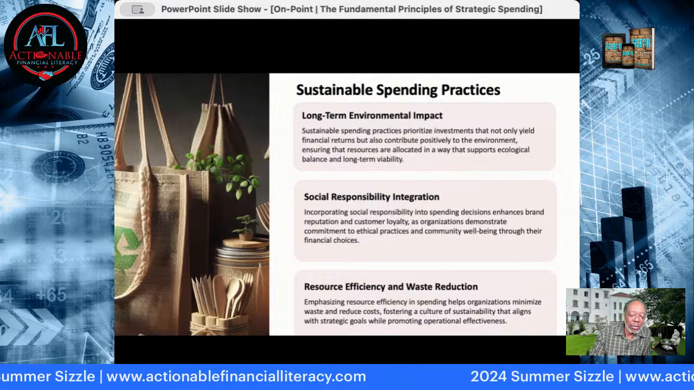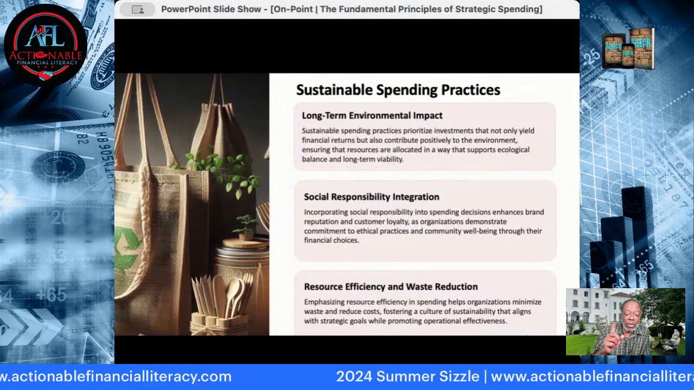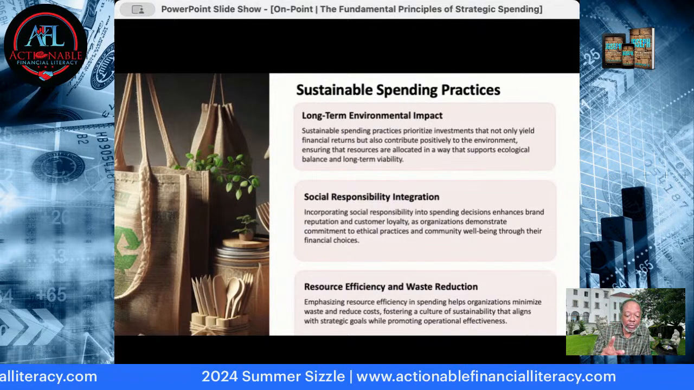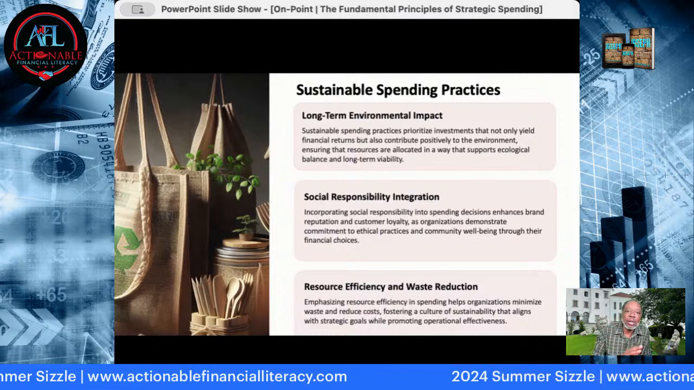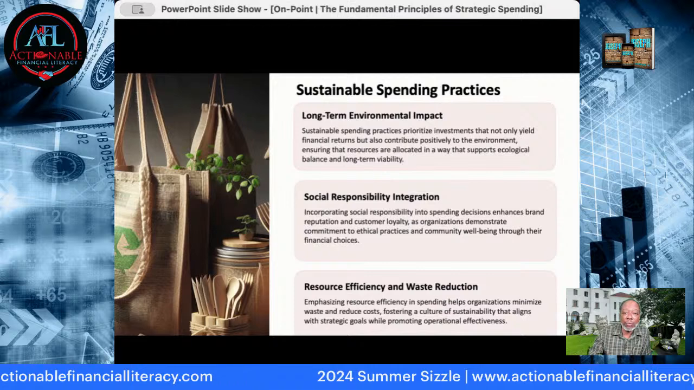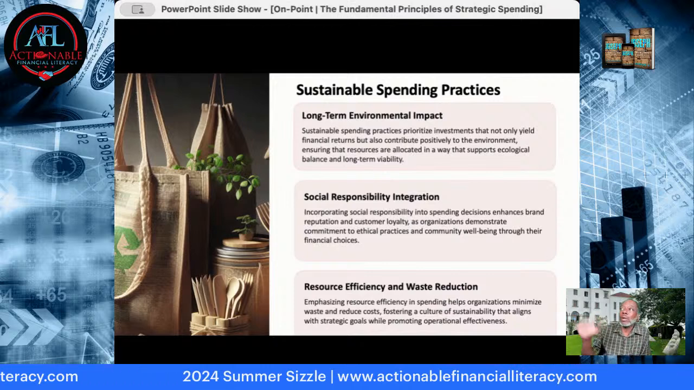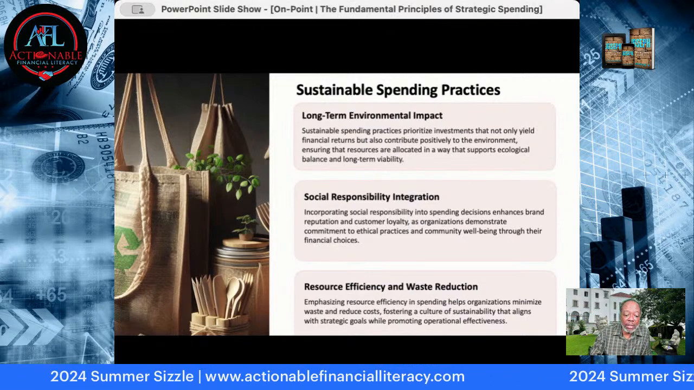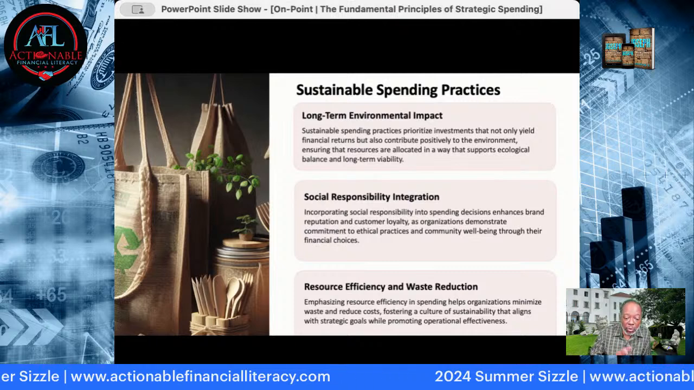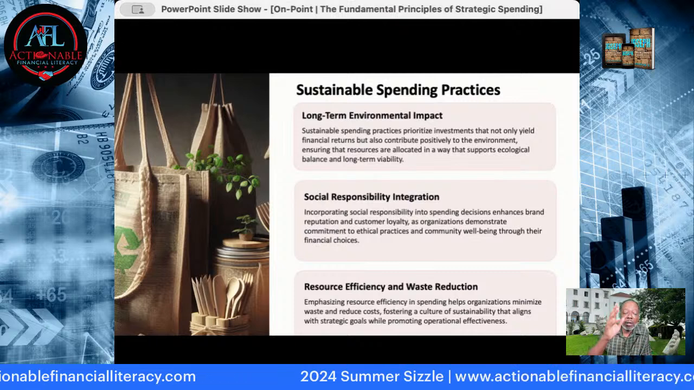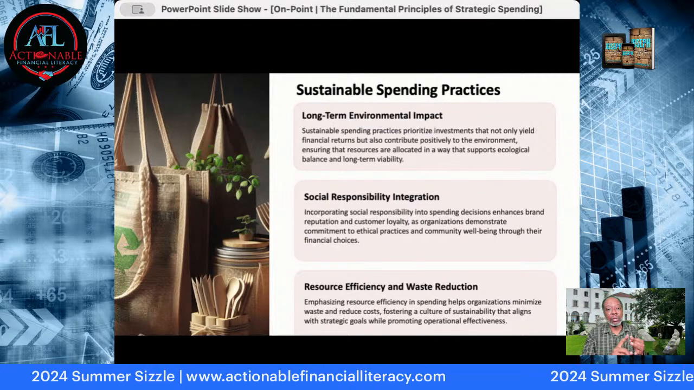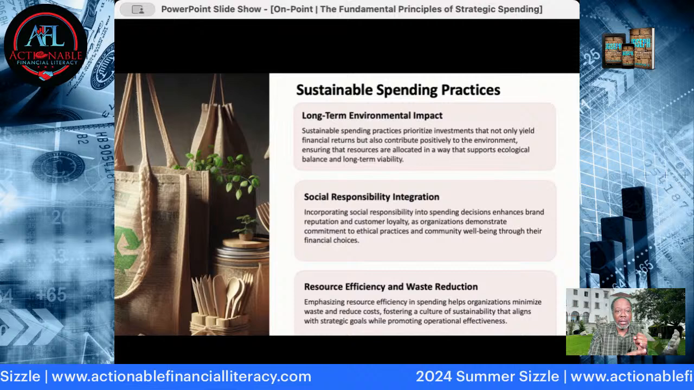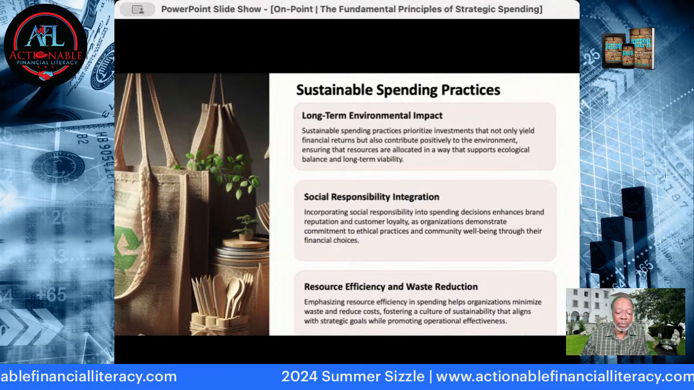And sustainable practices include long-term environmental impact, social responsibility, and waste reduction. You're not wasting any time. You're not wasting any resources. You're not wasting anyone else's resources to have things happen for the company, for the corporation as a whole. You're looking at the long term. There's a triple bottom line when you're in business: money, environment, and the social bottom line.